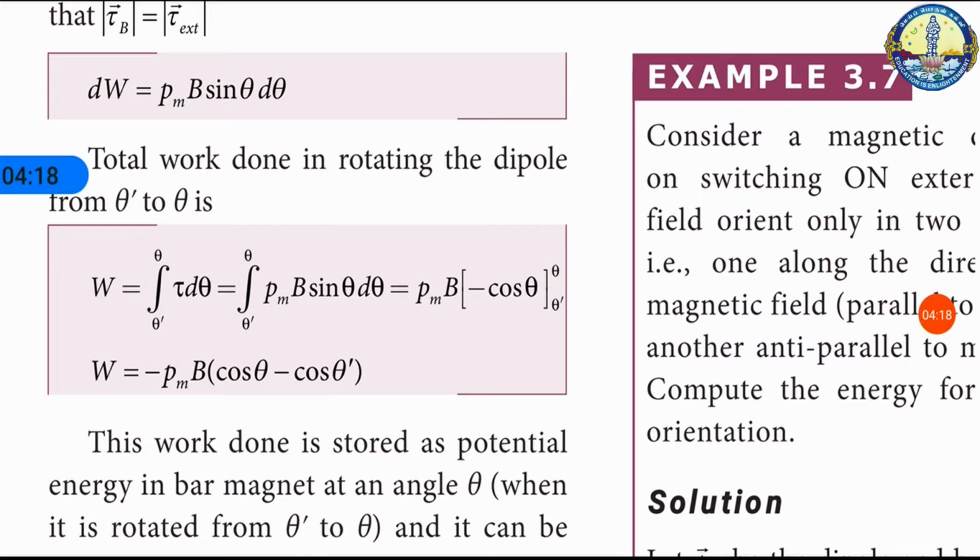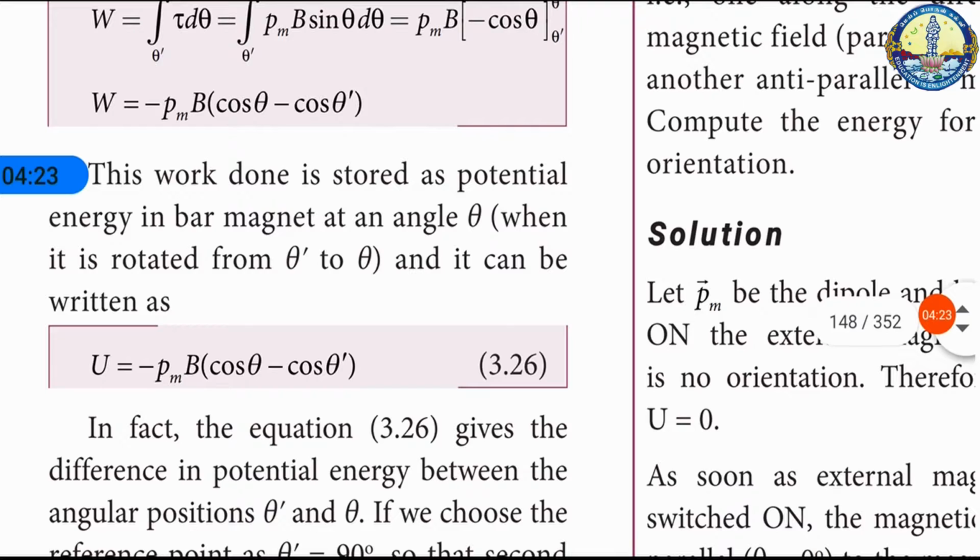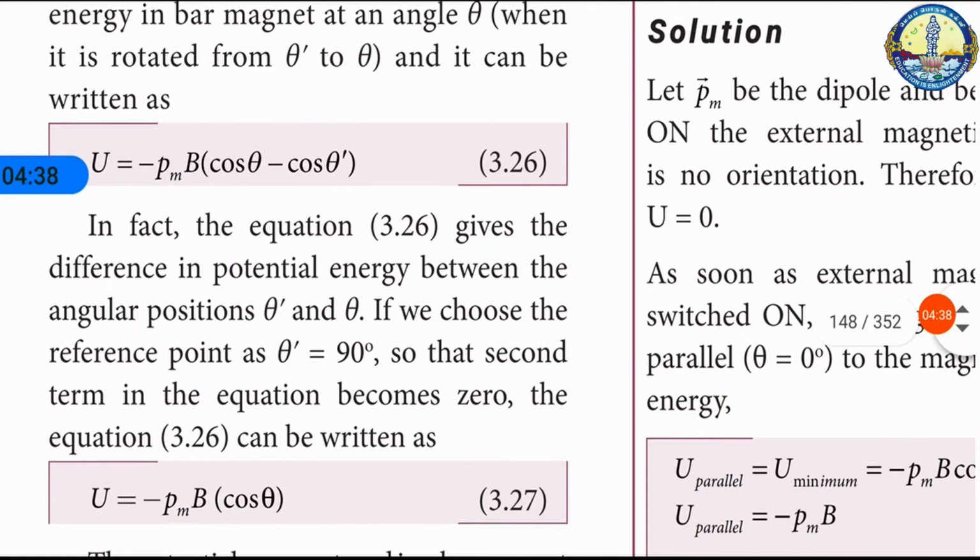If we choose the reference point theta dash initially, that means the bar magnet is kept perpendicular to the uniform magnetic field, which is an angle of 90 degrees. So the second term becomes 0, since we know that cos 90 degrees is equal to 0. So U is equal to minus Pm B cos theta. Now the potential energy stored in a bar magnet in a uniform magnetic field is U is equal to minus Pm into B cos theta.